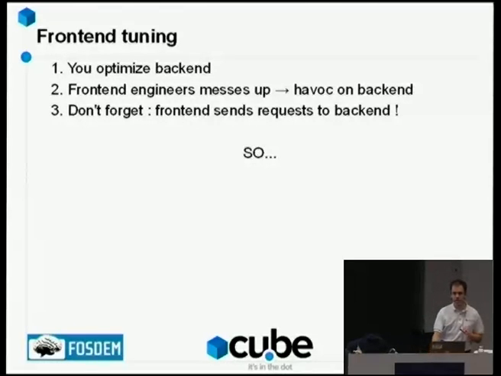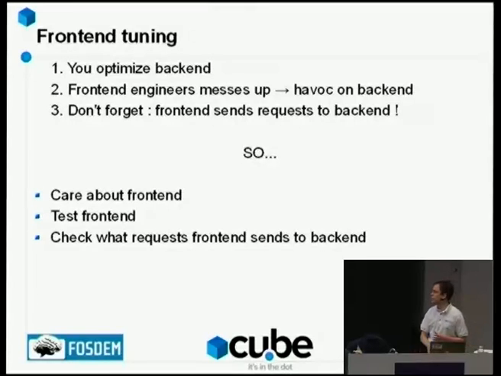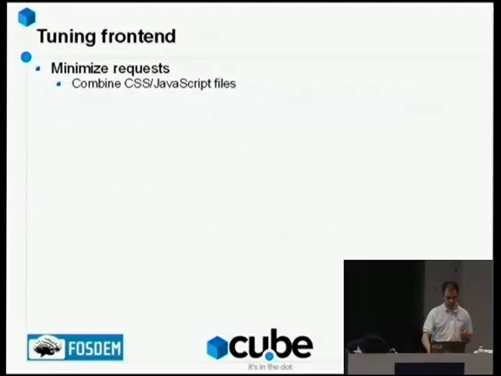Please remember, your front-end sends requests to the back-end. So as a back-end engineer, you really need to focus on the front-end as well. You need to at least test and check what your front-end engineer is doing. And if they don't know what they're doing, maybe you can help them out. You can tell them to minimize the number of requests by combining CSS files, by combining JavaScript files, or by using CSS sprites. Who here uses CSS sprites?